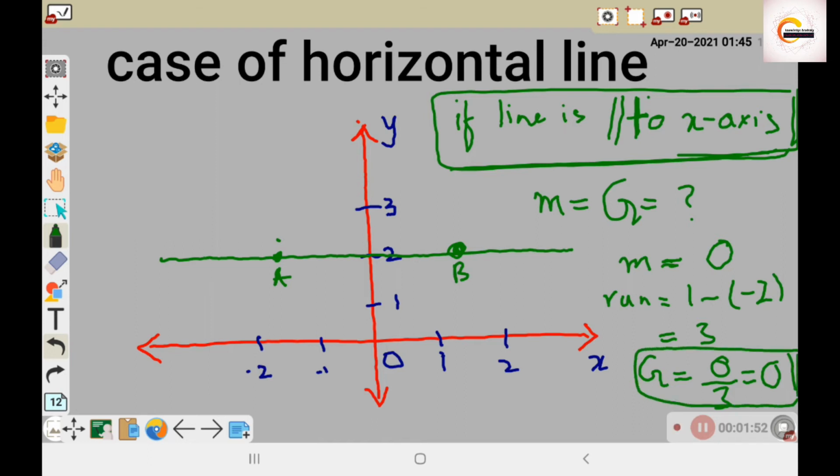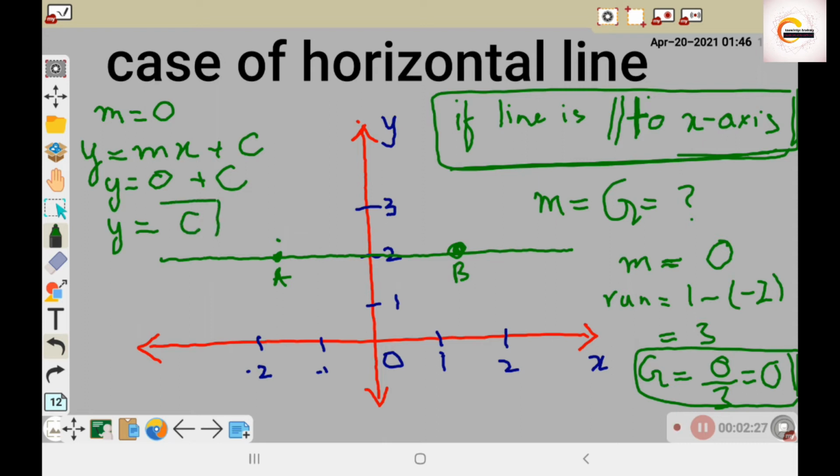Hence we can say if a line is parallel to the x-axis, its gradient is 0. And we know that the formula of a straight line is y = mx + c. So the formula of the straight line in this case, when the line is parallel to the x-axis, becomes y = c, and c, we know, is the y-intercept.